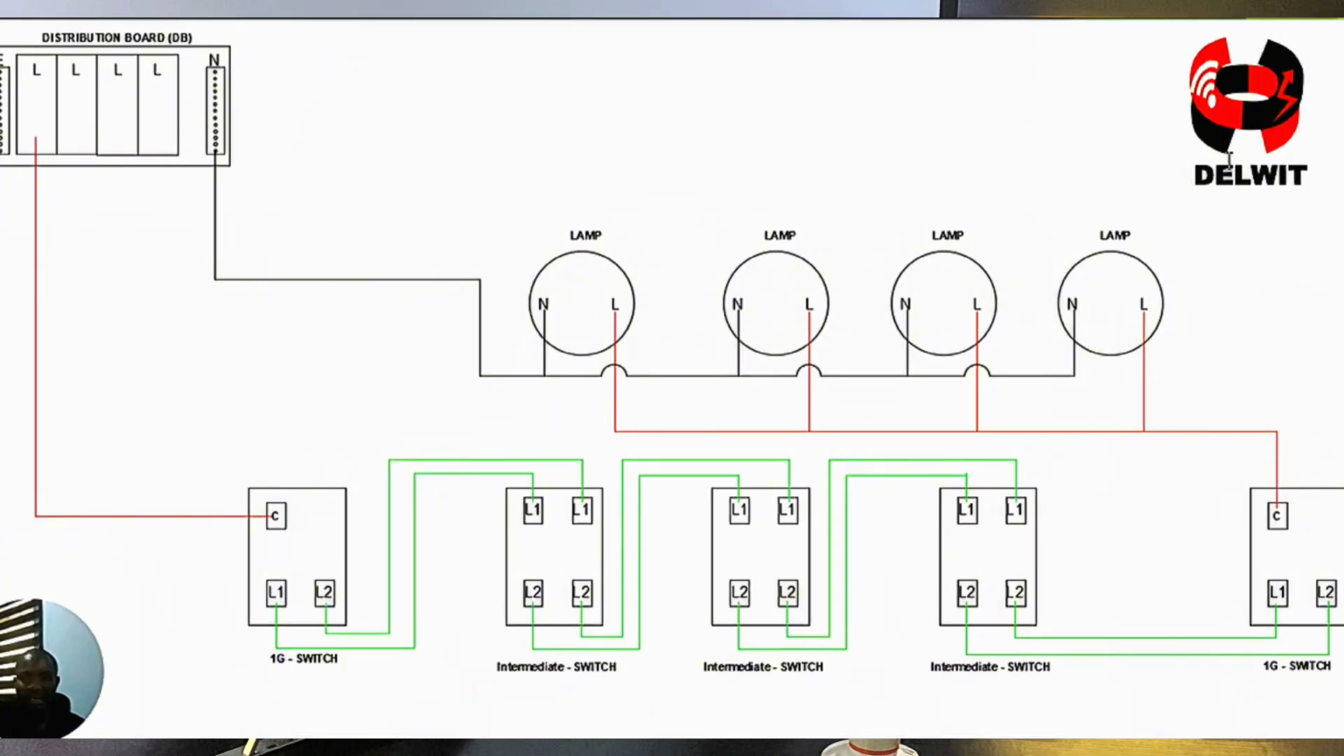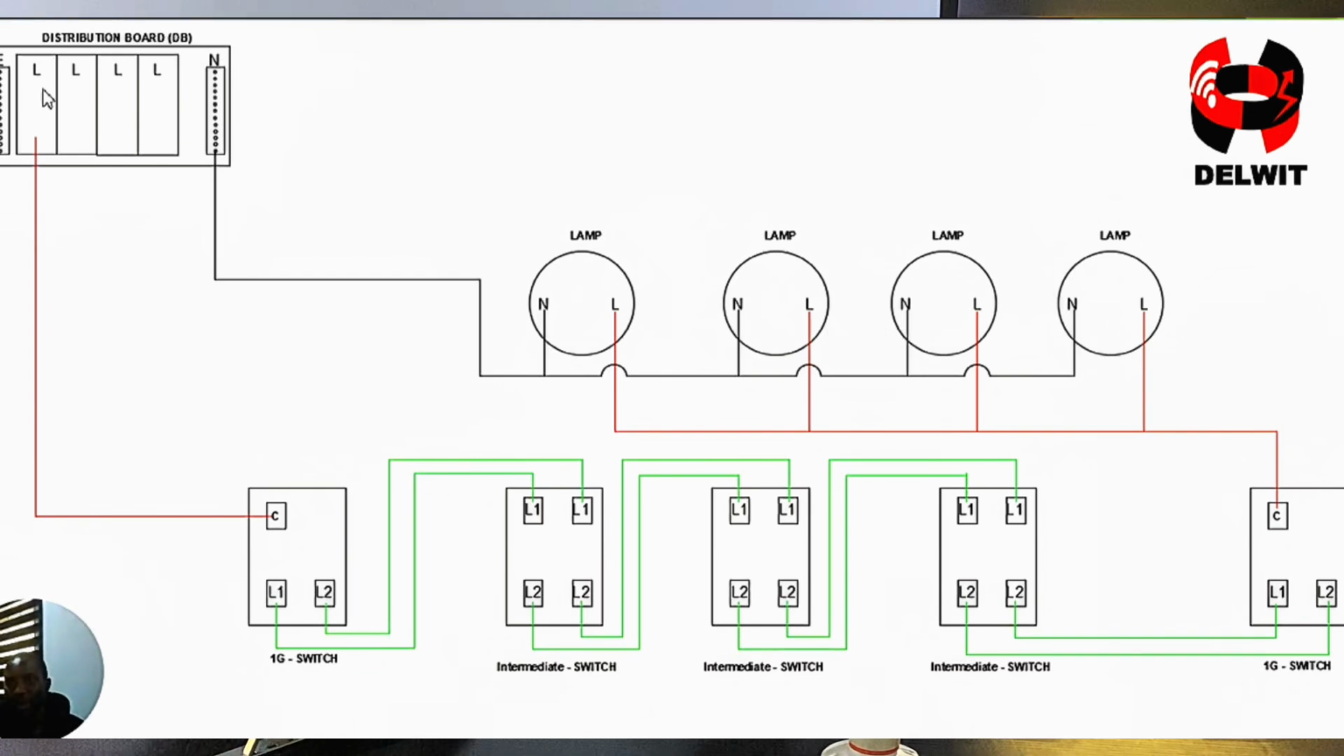Now, with what you are seeing, we have these lamps. This lamp is going to be at our ground floor, first floor, second floor, third floor. So there are 4 lamps. You see that they are connected in parallel, neutral to neutral, neutral to neutral, neutral to neutral, while the live to live, live to live, live to live, then the output is coming to the common of the last one-gang two-way switch.